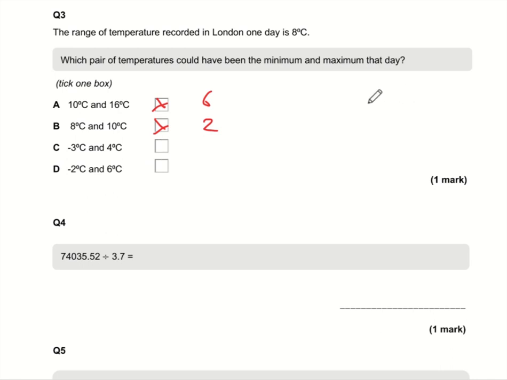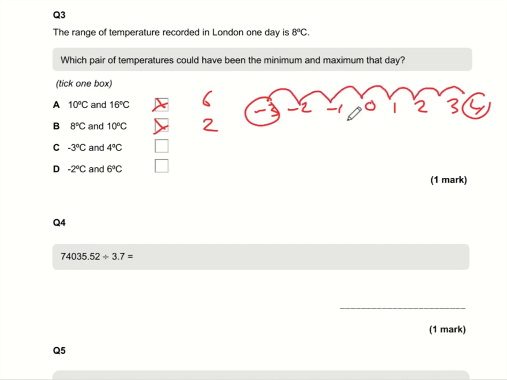We might need to do a number line here. So 0, 1, 2, 3, 4, minus 1, minus 2, minus 3. So what is the difference between minus 3 and 4? 1, 2, 3, 4, 5, 6, 7. So therefore it must be D. Let's tick it anyway, but let's prove why. If I just extend this number line to 6. So minus 2 to 6 is 1, 2, 3, 4, 5, 6, 7, 8.